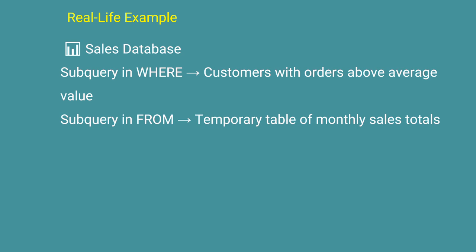In a sales database, a subquery in where can find customers with orders above average value. A subquery in from can create a temporary table of monthly sales totals for reporting.